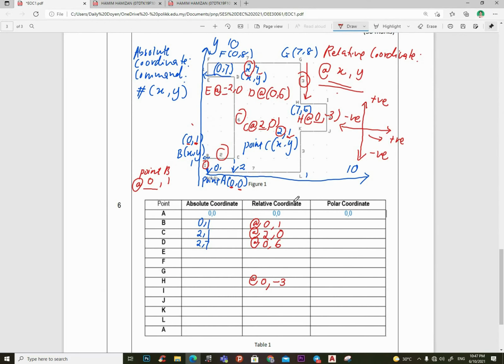Your task is to find all the relative coordinates of this object. Okay, you complete this table. Okay, the last or the final technique in data input is polar coordinates. So actually you have another technique, which is random point and dynamic input, but we focus on these three techniques.